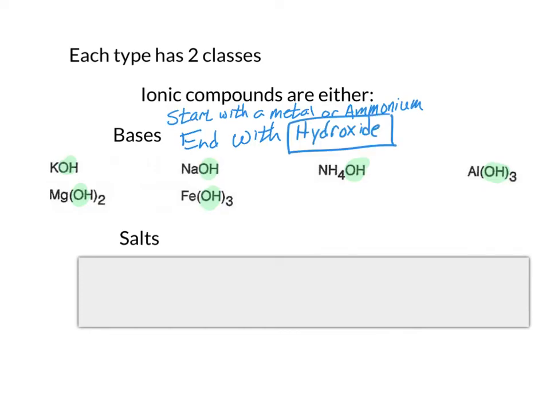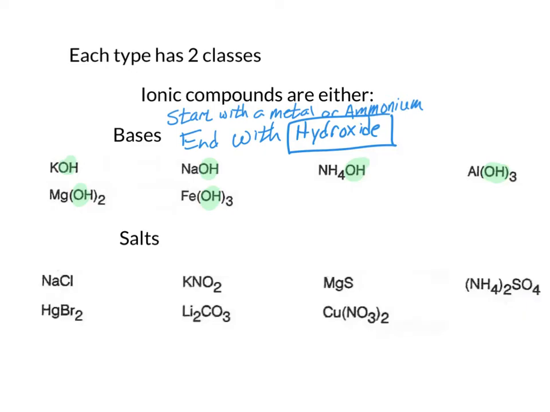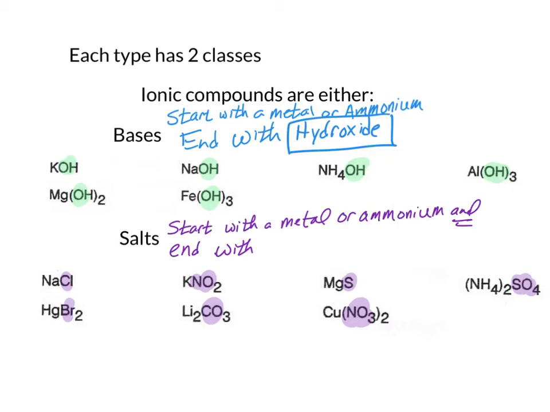So one of the things that we know is ionic compounds start with a metal or ammonium, and bases, which are a class of ionic compound, all end with hydroxide. So what about the salts? What do they end with? So look carefully and see if you see any pattern. Most likely you don't.